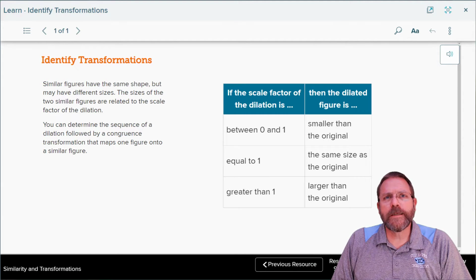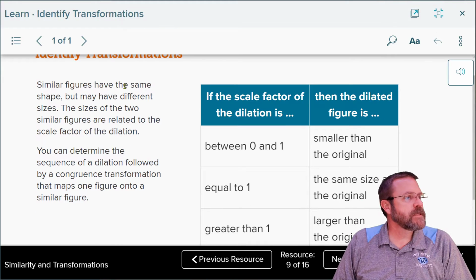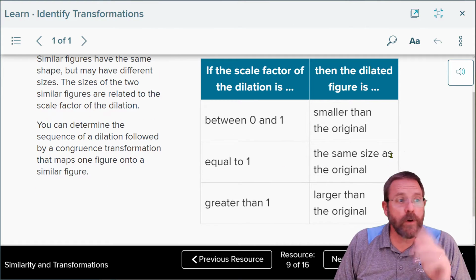Now let's work on identifying some transformations. Similar figures have the same shape but may have different sizes. The sizes of the two similar figures are related to the scale factor of the dilation. You can determine the sequence of the dilation followed by the congruence transformation that maps one figure onto another. And once again, all this stuff we've already covered.